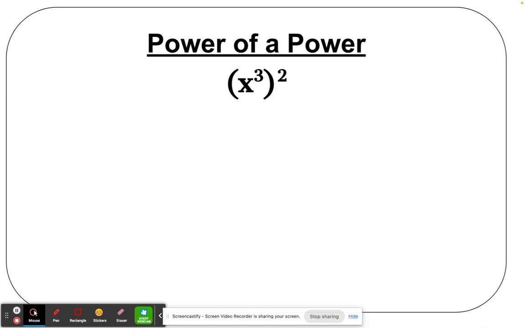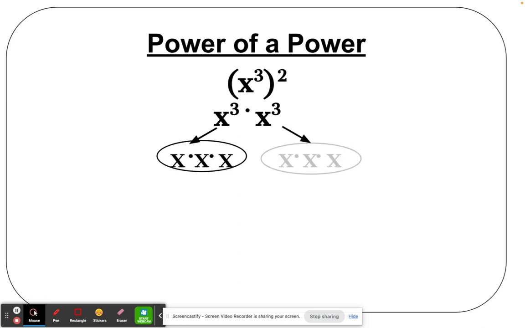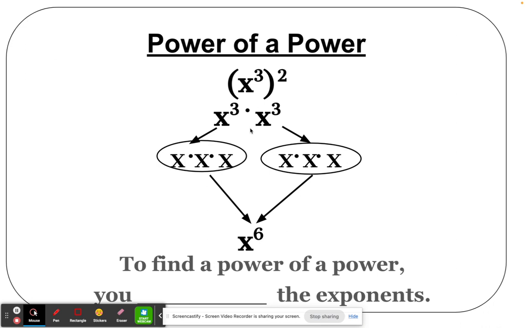Okay, what about a power to a power? This means x to the third power times x to the third power. Again, x times x times x, but this time I'm multiplying by x times x times x, because I'm multiplying it by itself. And this will give me 1, 2, 3, 4, 5, 6 x's, so x to the sixth power. So when I raise a power to a power, I multiply the exponents. 3 times 2 is 6.